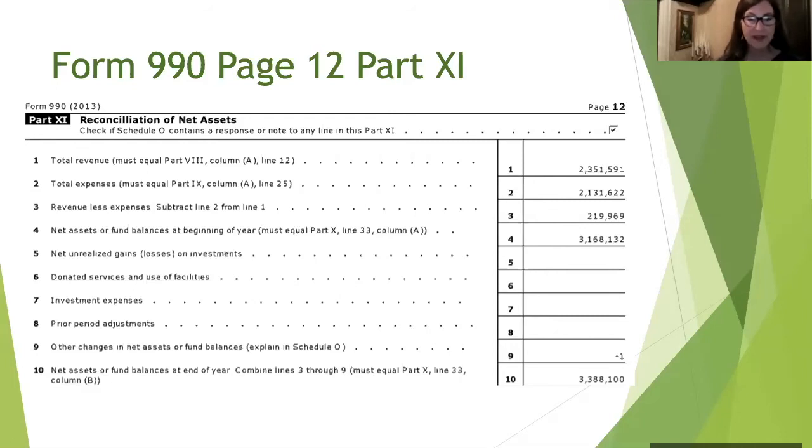Also, if you had any investment expenses, like did you pay your investment advisor or anything, those are things that you may be handling differently on your audited financial statement. So this is just what you fill out to make everything balance between your audit and your Form 990. And of course, on the famous Schedule O, you will just explain anything that needs to be explained.